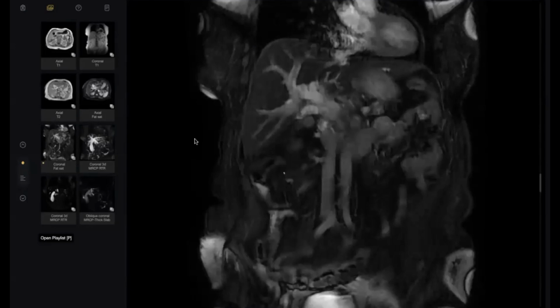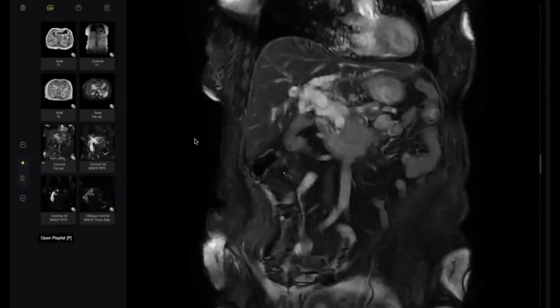Yes, the extrahepatic common bile duct is also dilated, and there is no evidence of filling defect within the common bile duct. So there could be a stricture in the distal part of the common bile duct.